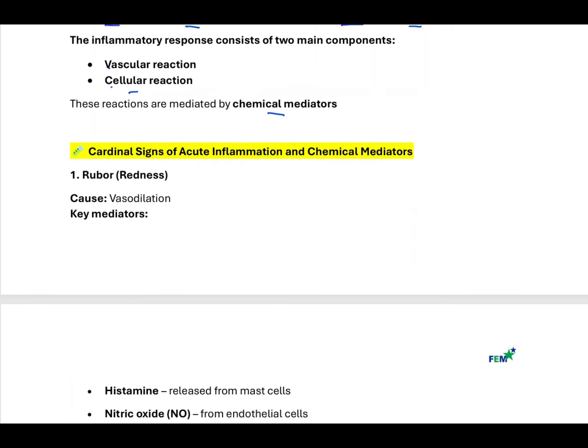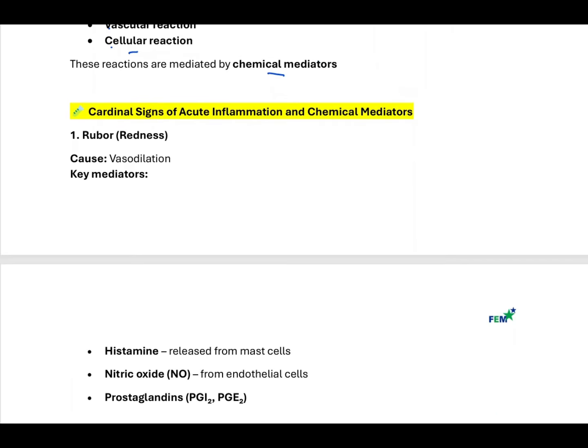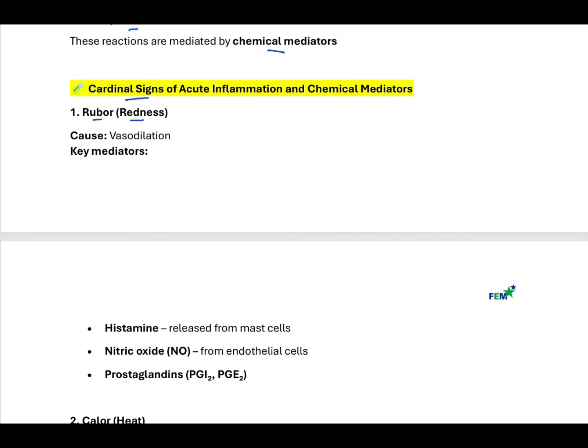So moving on to the next one. What are the 5 cardinal signs of acute inflammation? When I see these cardinal signs, I know that this is acute inflammation. The first cardinal sign of acute inflammation is what we call rubor, which is redness. Redness is the first sign of acute inflammation.